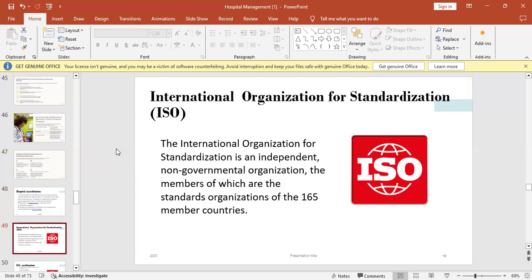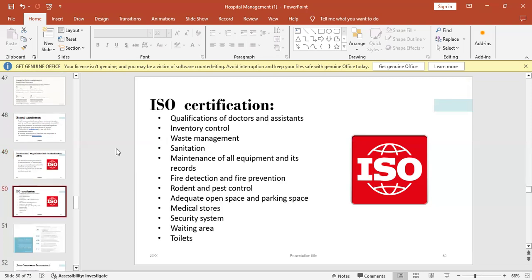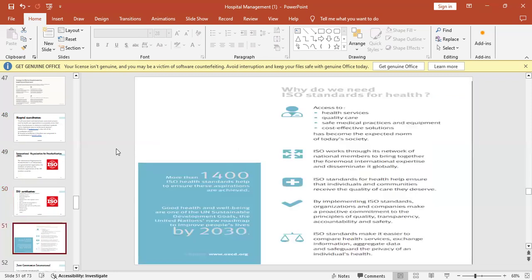International Organization for Standardization, that is ISO. The International Organization for Standardization is an independent non-governmental organization, the members of which are the standards organizations of the 165 member countries. ISO certification covers qualifications of doctors, they ensure the qualification of doctors and assistants, inventory control, waste management, sanitation, maintenance of all equipment and squads, fire detection and fire prevention, rodent and pest control, adequate open space and parking space, medical stores, security system, waiting area, and toilets.